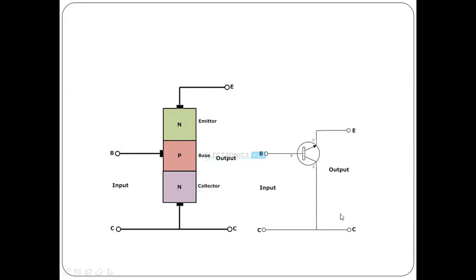So, we can see that here this is the collector terminal and it is sandwiched between the base terminal and the emitter terminal. And in this common collector configuration, the base terminal is the input terminal and the emitter terminal is the output terminal.